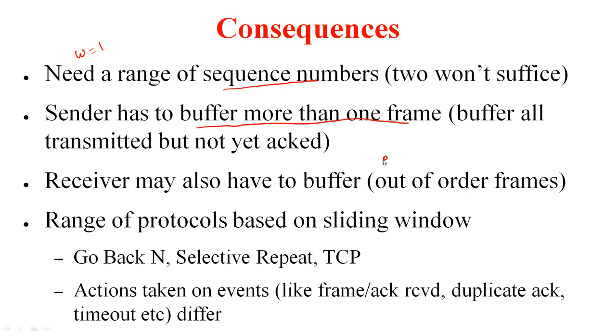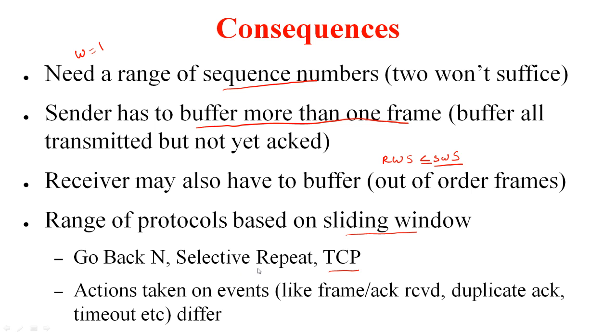By the way, this RWS, as I said, can take on any value less than or equal to SWS. Ideally, if it is equal to SWS, that is what gives maximum efficiency. But for simplicity reasons or buffer capacity reasons, it is possible for RWS to be less than SWS. And there are a whole range of protocols based on the sliding window concept that I have covered: Go-Back-N and Selective Repeat. The TCP protocol itself, that we will cover in detail later, is based on sliding window.